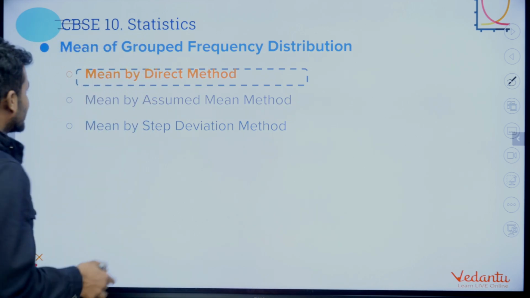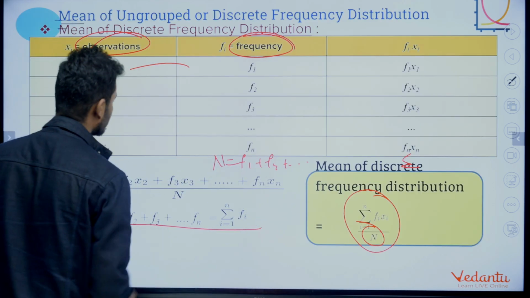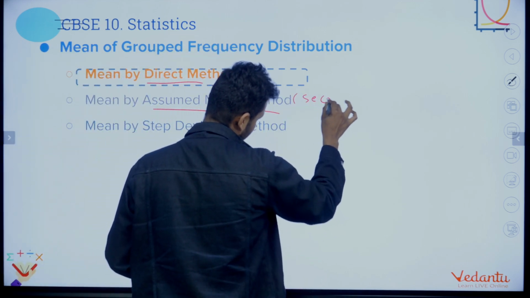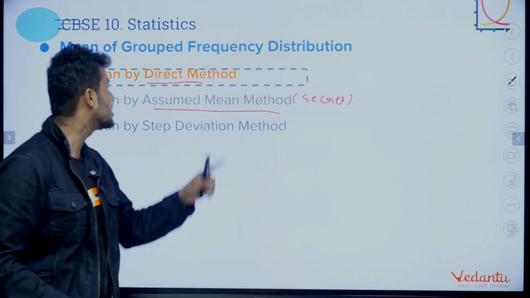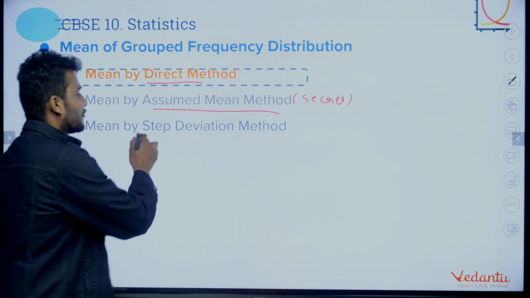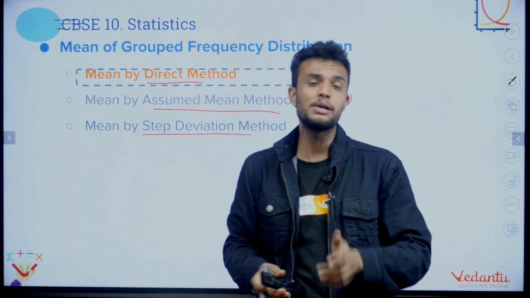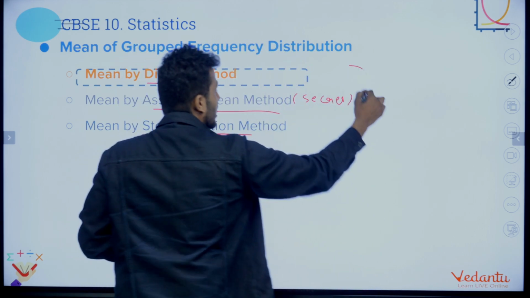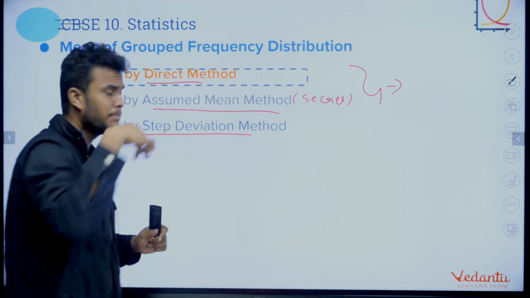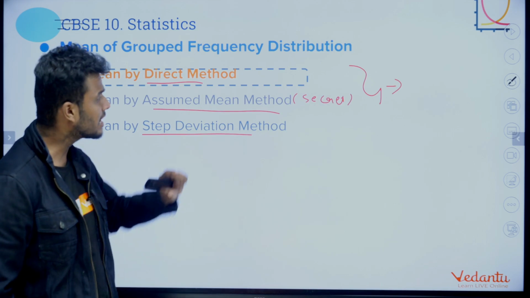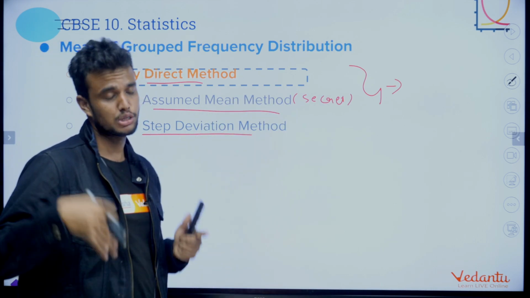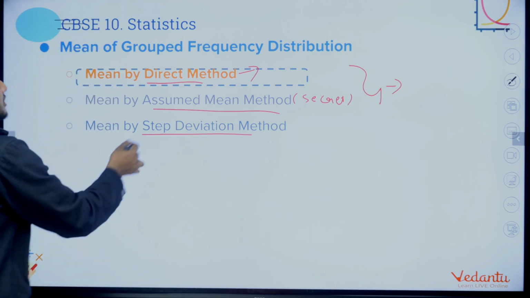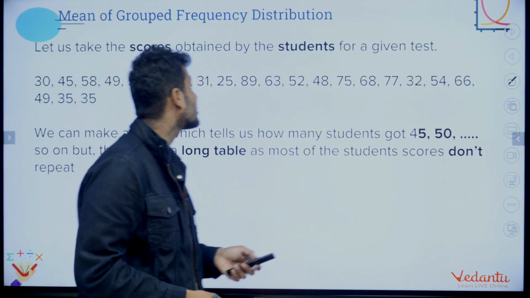Okay, we have three methods students. One is called the direct method. Another is the assumed mean method. The third is the step deviation method. But I always suggest that you use the direct method instead of the other two. It is also easy, but focus on one method, and also learn the other two. Don't worry, I will explain all three methods. I suggest the direct method is the easiest. Okay, let's start with the direct method.